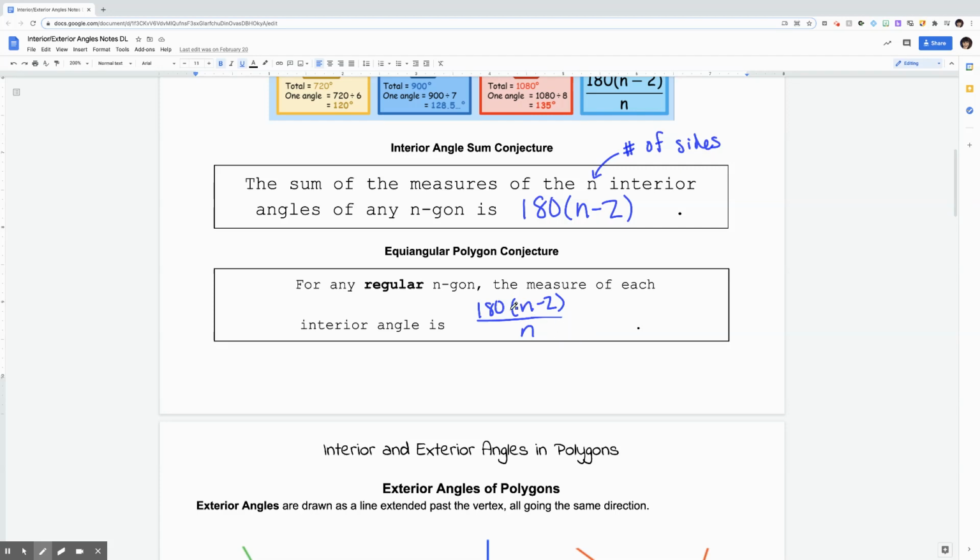And you're going to see in the practice problems video that you can use these equations going both ways. So technically what I have here is this equation, 180 times n minus 2 equals the sum. This equation is technically 180 times n minus 2 divided by n equals each angle.